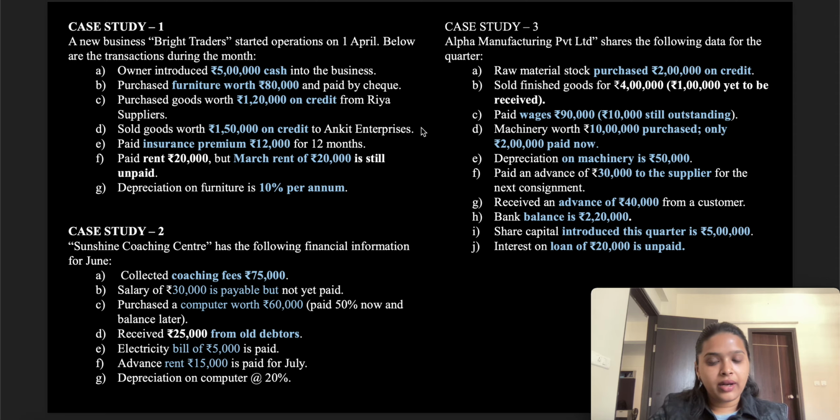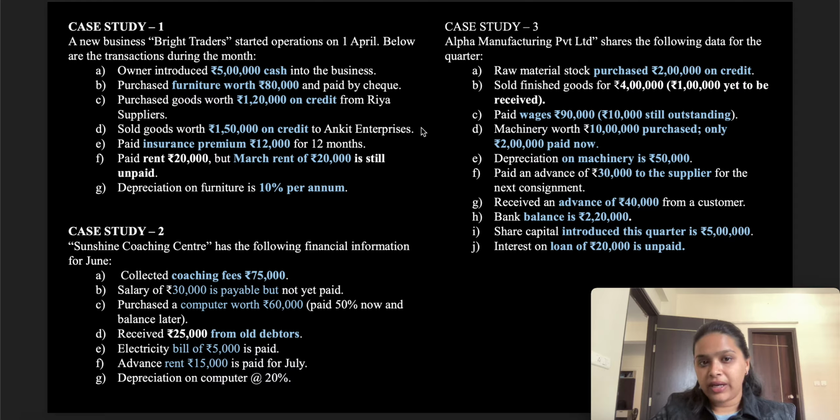Okay. Next one is paid insurance premium 12,000 for 12 months. So they have paid the insurance premium for their business. So it is an expense for them, but they have paid for 12 months. So it is a prepaid expense. So prepaid expense is an asset.